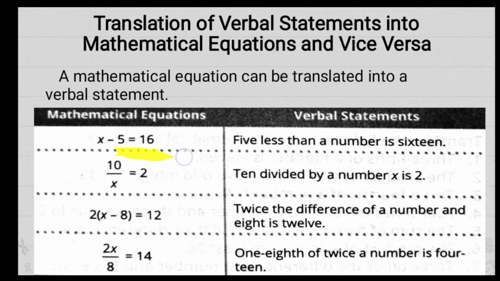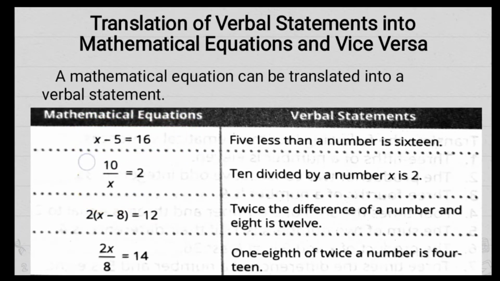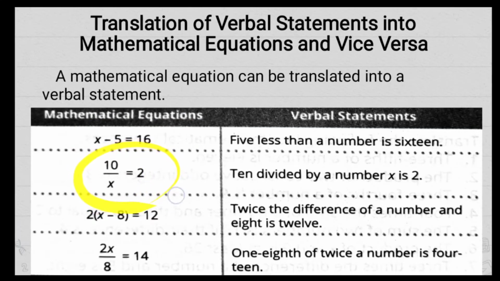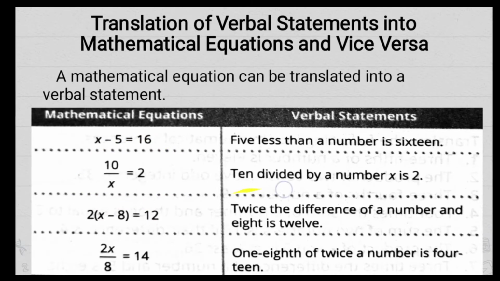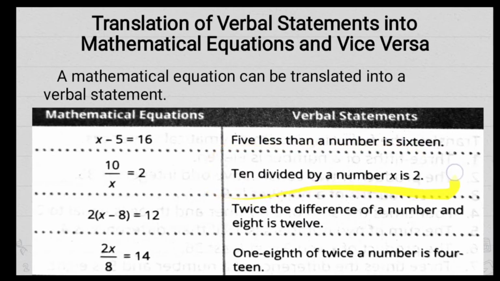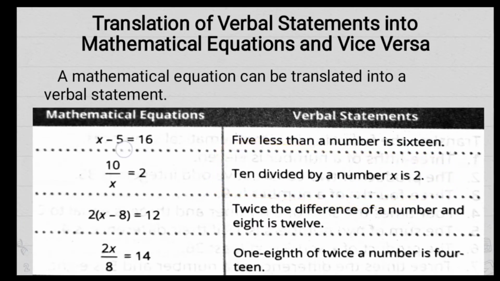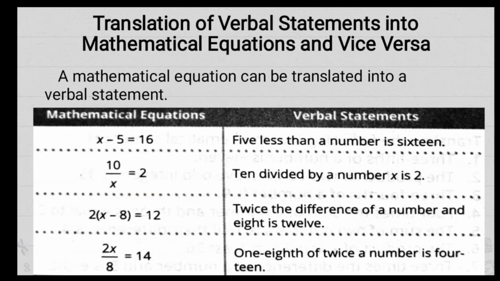That is another example, or another answer, for this mathematical equation. Next, 10 divided by x is equal to 2. Let's translate that to a verbal statement. We have 10 divided by a number x is 2. Or we can say that it is the ratio of 10 and a number x is 2.